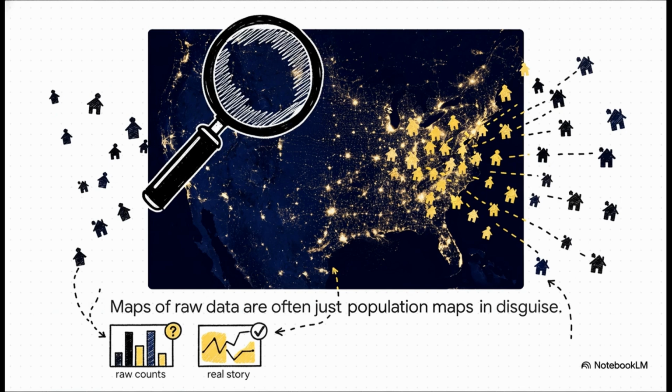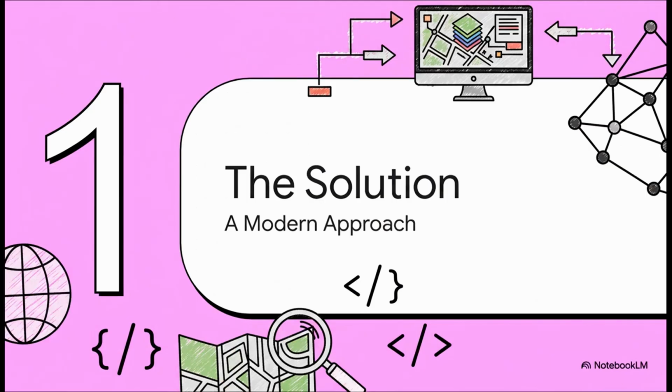And this right here is the biggest rookie mistake in mapping, just plotting the raw numbers. It doesn't matter if it's sales data, disease cases, or tweets. If you just throw the raw counts on a map, you almost always end up with a population map in disguise, and that completely buries the real story. So, how do we fix this? How can you create maps that are not only nice to look at, but are also telling the truth, especially if you're not some professional cartographer or a coding wizard?